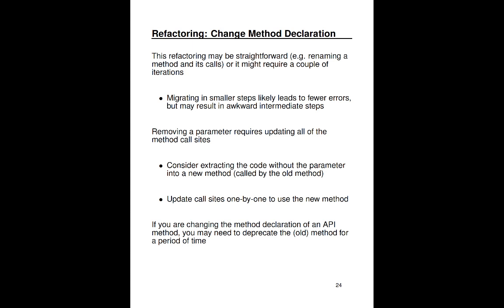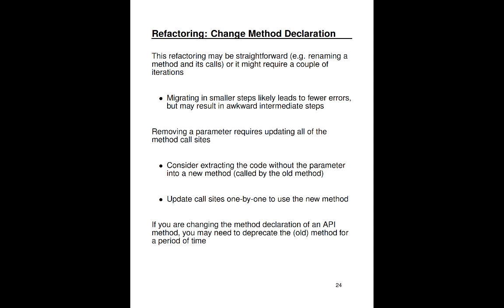Now, sometimes changing a method declaration is pretty straightforward, right? Yeah, rename a method, maybe a couple of its calls, or all of its calls, and this can be done pretty quickly. Again, working in these small steps can lead to fewer errors, but sometimes you have an intermediate step, which is kind of awkward because you're in the middle of refactoring. Changing parameters has a slightly larger impact to the call sites. Maybe you are adding a new parameter or changing the type of a parameter, and so you have to go back and make sure that each of the calls to that method have been updated to use those new parameters or new parameter types.